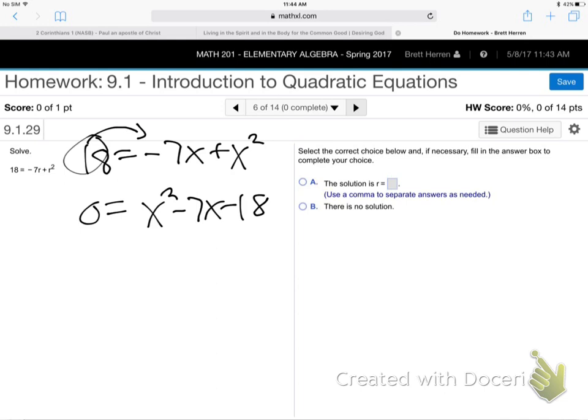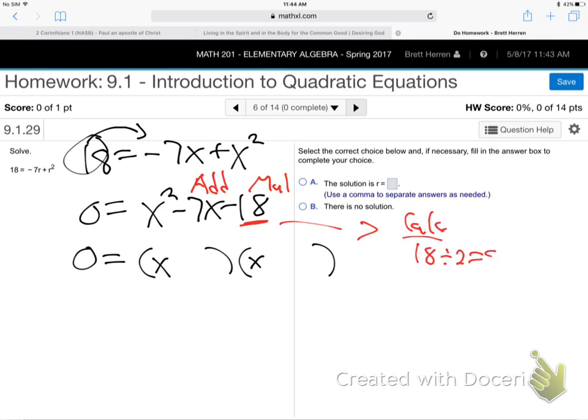Good. Now we're looking for two numbers that multiply to be negative 18, add to be minus 7, right? So what two numbers do you know that multiply to be 18? What times what is 18? Again, if you're rusty, just use your calculator. Take 18 and divide by 2, you'll get 9. Oh, 2 and 9. Or 9 and 2. The order doesn't matter.